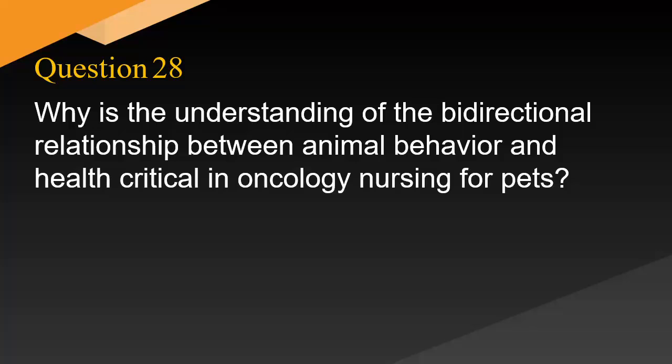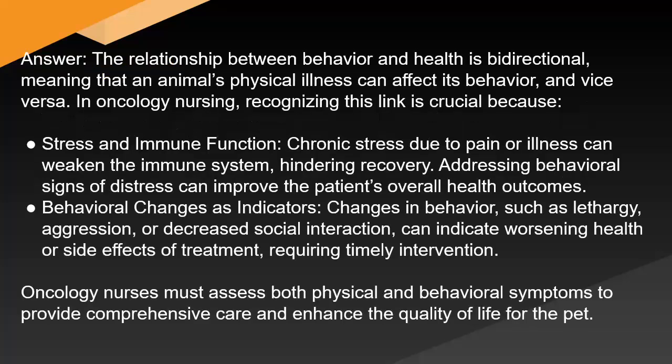Why is the understanding of the bidirectional relationship between animal behavior and health critical in oncology nursing for pets? Answer: The relationship between behavior and health is bidirectional, meaning that an animal's physical illness can affect its behavior and vice versa. In oncology nursing, recognizing this link is crucial because of stress and immune function. Chronic stress due to pain or illness can weaken the immune system, hindering recovery. Addressing behavioral signs of distress can improve the patient's overall health outcomes.